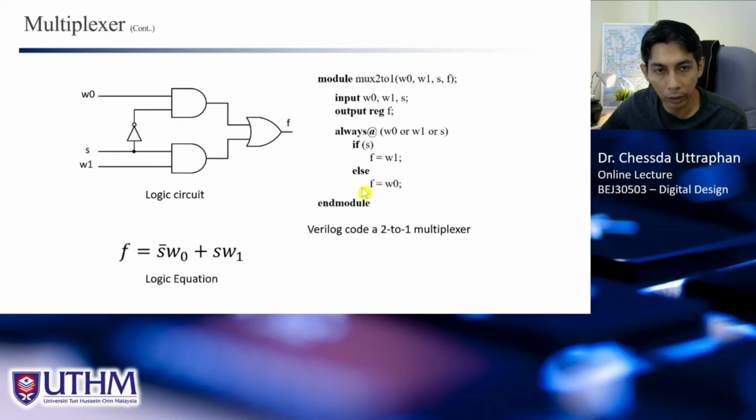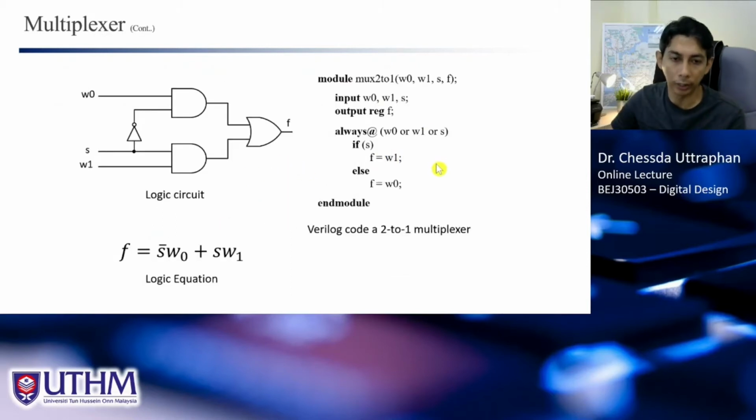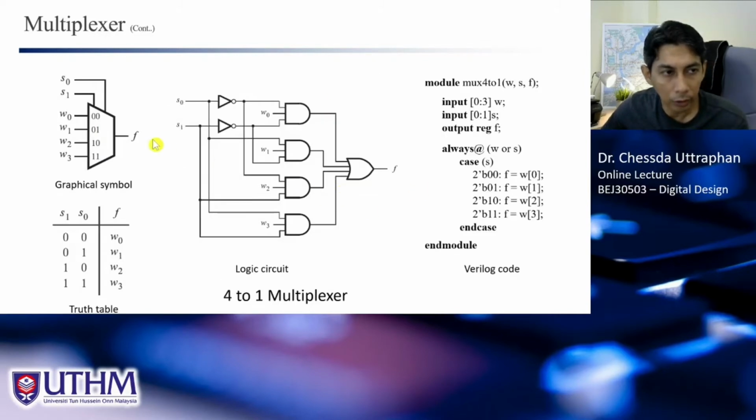use the behavioral code like this, an always block, where in the sensitivity list we have W0, S, and W1. And if S equal to 1, F equal to W1, else F equal to W0, exactly based on this. So if we have this, we can actually create the Verilog code already using behavioral modeling. Very easy. And we also have a bigger multiplexer, which is the 4-to-1 multiplexer.